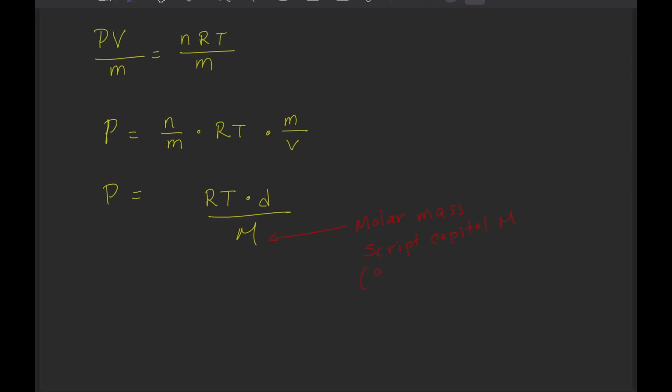And the units are grams per mole. And this is density, and the units of this are grams per liter. And then your temperature is in Kelvin, and your R depends on what your pressure unit is.